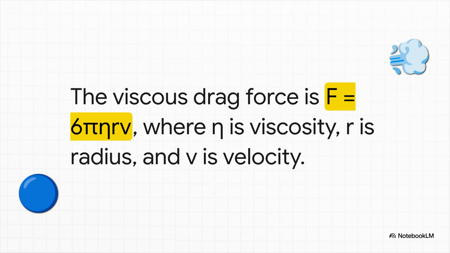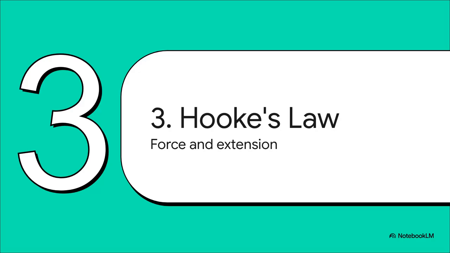So here is the equation itself. The drag force, F, depends on a few key things. First is eta, that's the fluid's viscosity, basically how thick it is. Think honey versus water. Then you've got r, the radius of our sphere, and v, its velocity. It makes sense, right? The faster you go or the thicker the fluid, the bigger that drag force is going to be. All right, we're going to pivot now.